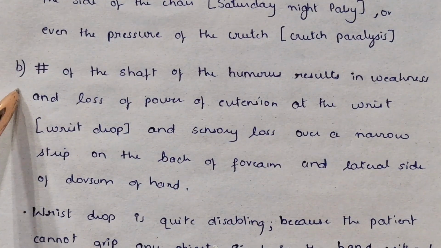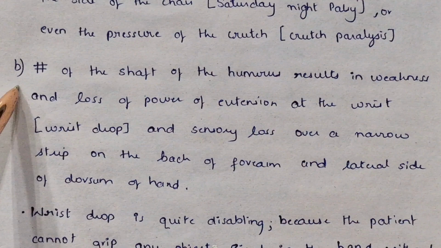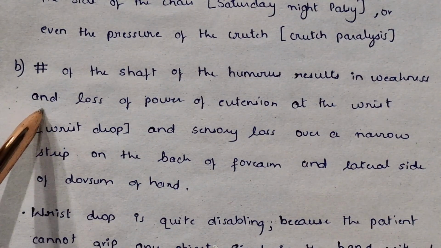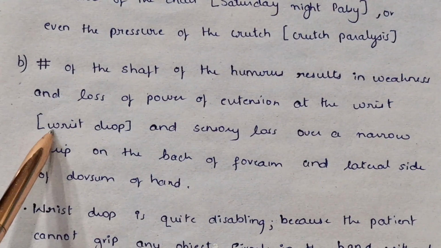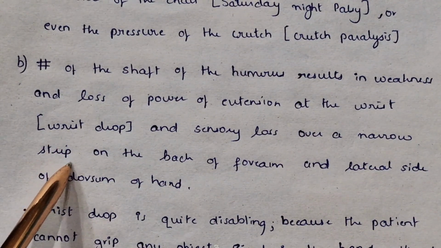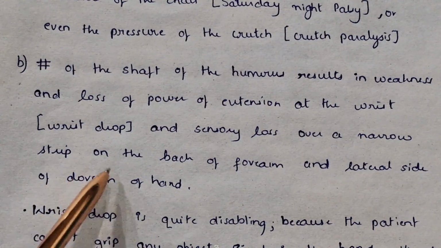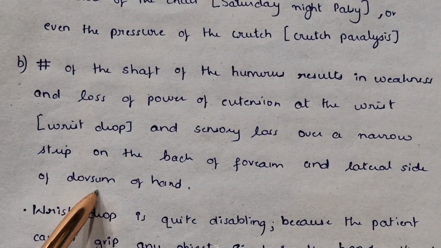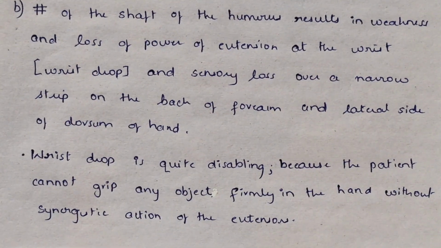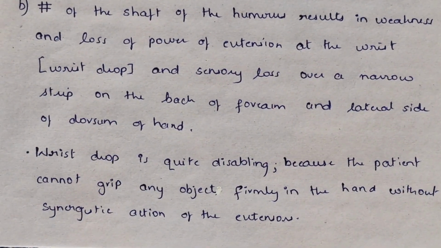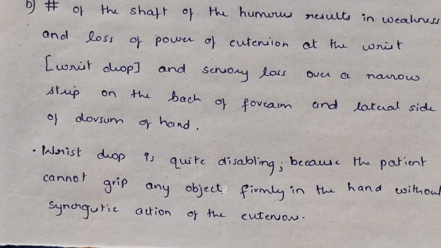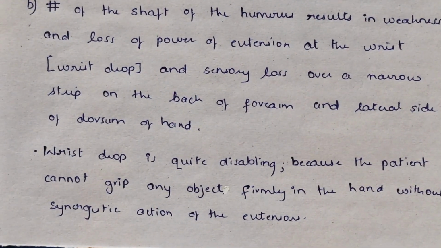Fracture of the shaft of the humerus results in weakness and loss of power of extension at the wrist. This is known as wrist drop, and sensory loss over a narrow strip on the back of the forearm and the lateral side of the dorsum of the hand. Wrist drop is quite disabling because the patient cannot grip any object firmly in the hand without synergistic action of the extensors.